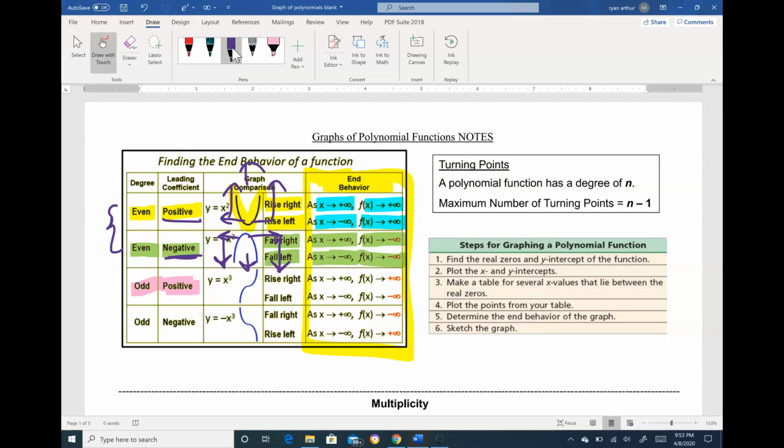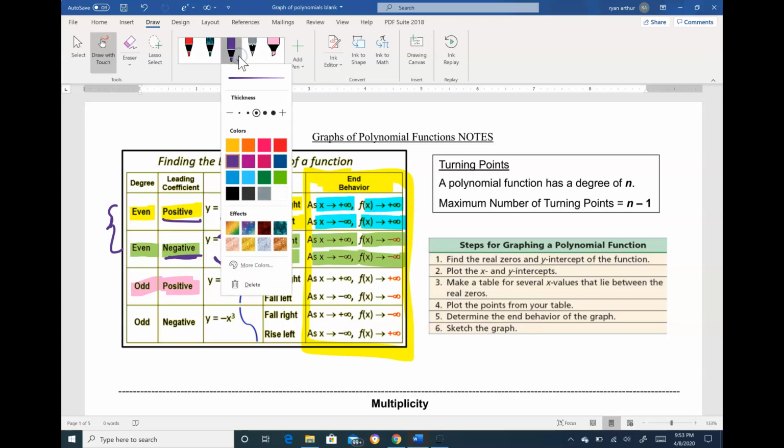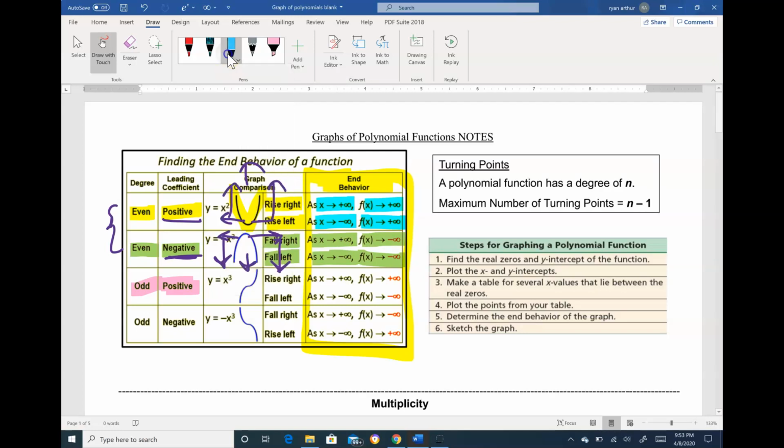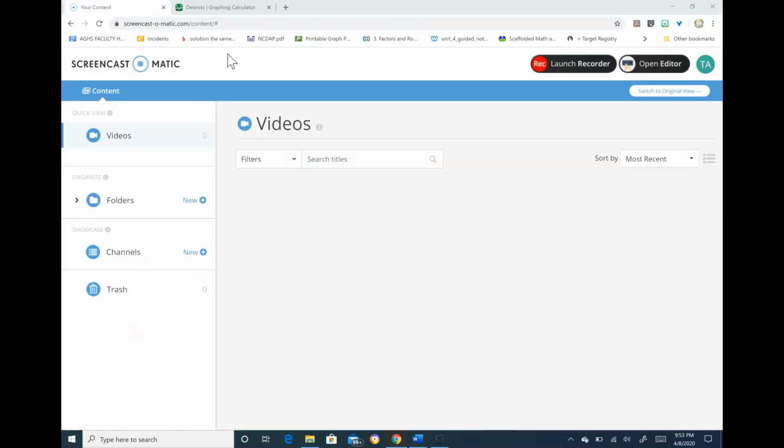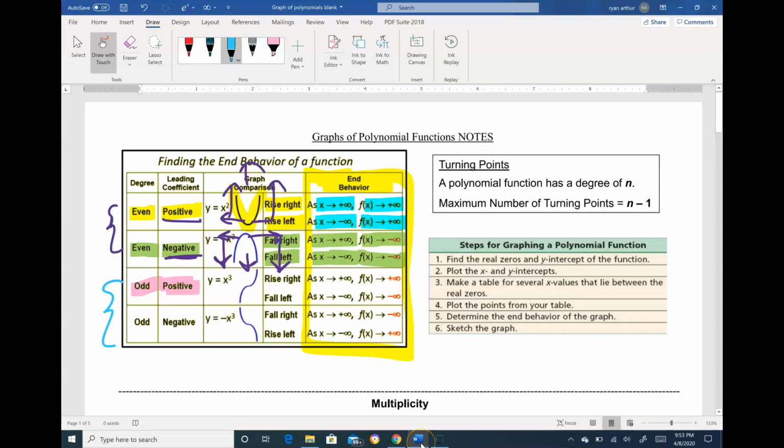Now, when I look at odd, odd means you're different, right? You know, something's odd, it's different, it's off. Well, my odd end behavior is going to be different. One's going to point down, one's going to point up. See how they're pointing in different directions? That's odd to me. Okay, that's how I remember it.